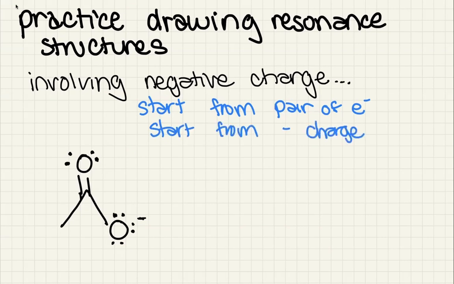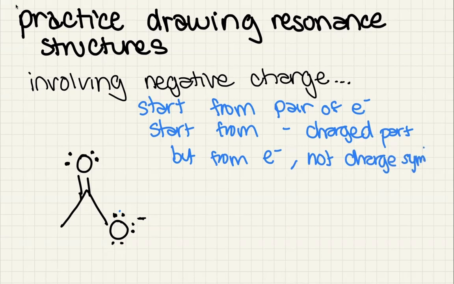But the arrow is not coming from the charge itself. The arrow starts from the electrons, not just the charge symbol. Because remember, the arrows are showing the flow of electrons. So we're going to push the electrons over to here.